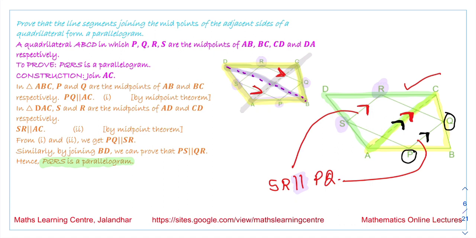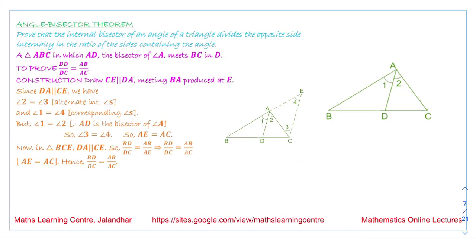Next we have is the angle bisector theorem. We have to prove that the internal bisector of an angle of a triangle divides the opposite side internally in the ratio of the sides containing the angle. So we are given a triangle ABC. This is the triangle.